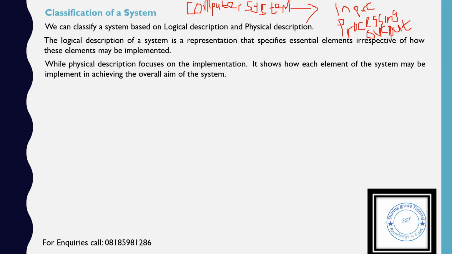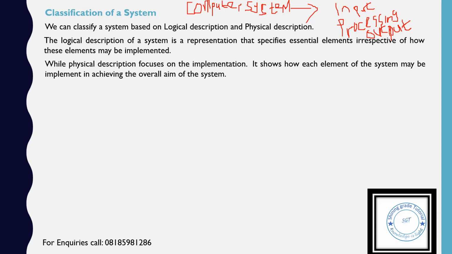Now we have that. So then we can also look at the aspect of physical description, which focuses on implementation. So in the aspect of physical description, this logical order here, we are trying to define the essential elements in the computer system. So now there is a need for us to look at how this has been implemented. So for instance, for input now, what is the idea? We have the elements in the computer system. What is the idea of input?